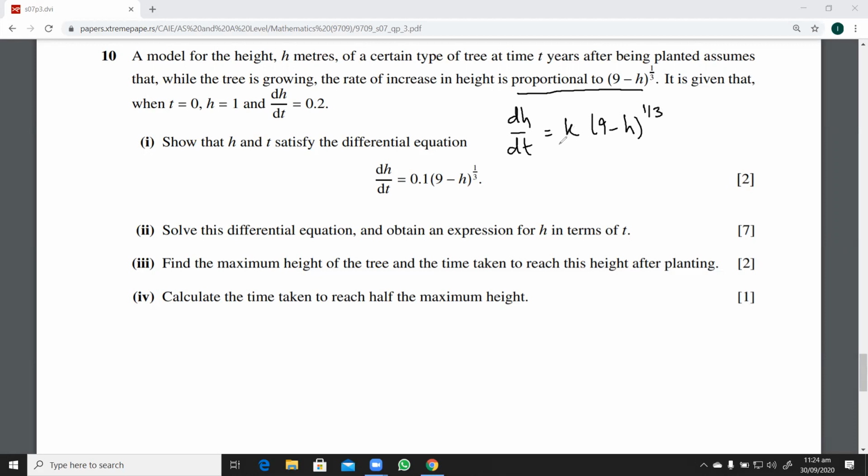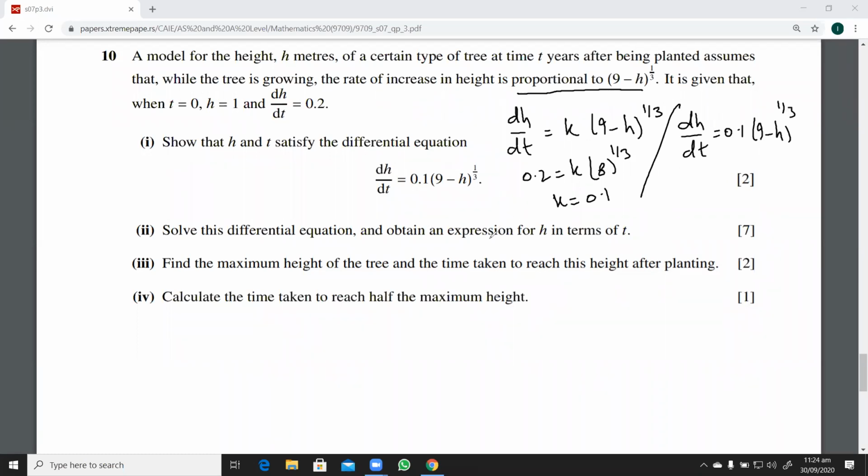Now using the given values here, I put dh by dt as 0.2, and this is going to be k into (9 minus 1), that is 8 raised to power 1 over 3. So k is going to be 0.1 because the cube root of 8 is 2. So when I put k as 0.1, we get dh by dt equal to 0.1 times (9 minus h) raised to power 1 over 3. This was really a gift for you, these 2 marks.